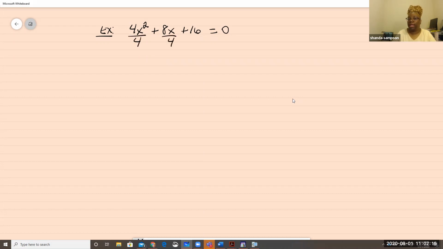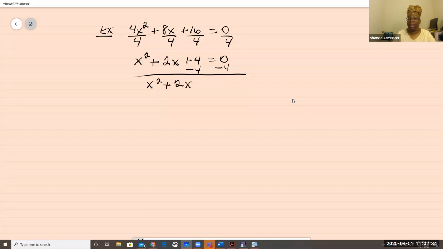Doesn't matter. Last time I subtracted the 16 first. This time I'll divide out the 4 first. Why do I need to divide the 4? Because a needs to be what? A needs to be 1. Okay, now I can subtract the 4. The good thing about this problem is what? Is that my b is an even number, right?